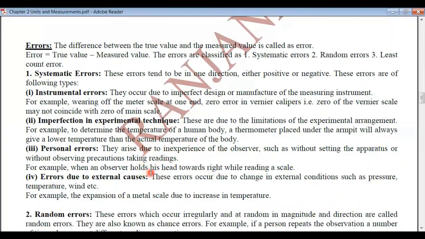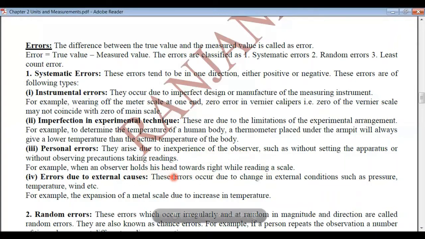For example, when an observer holds his head towards the right while reading a scale. While reading a scale, you have to keep your eye just in front of the scale, and then you have to take the readings. If you are keeping your head towards right or left, you won't get the accurate reading. So this is due to the carelessness or the inexperience of the experimenter.